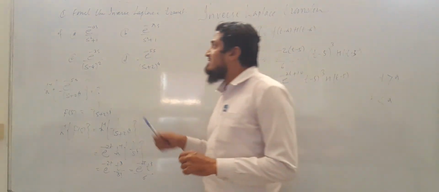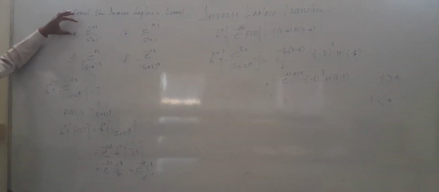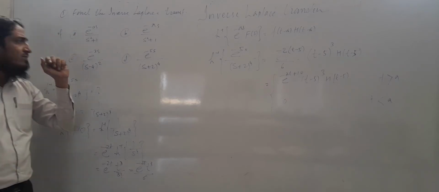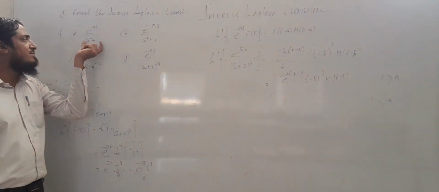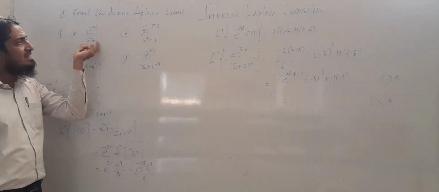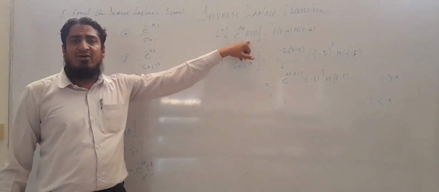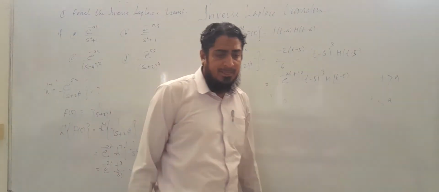Now, in this example, we have seen that an exponential function is in the numerator and a function is given in the denominator. We can easily find the inverse Laplace transform of that function by applying this formula: inverse Laplace transform of e raised to minus as f of s is equal to f of t minus a h of t minus a.